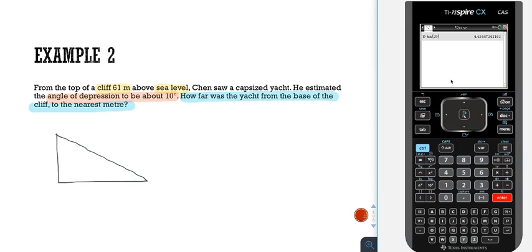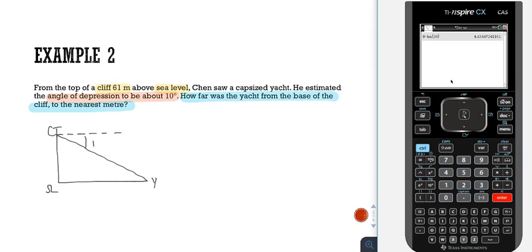So angle of depression is looking down from a horizontal. So Chen is up the top of this cliff, so he's at the cliff top, and when he looks down to the yacht, it's at an angle of depression of 10. So in fact, our 10 is actually going to be up in here. So I would expect us to put that there in a second.